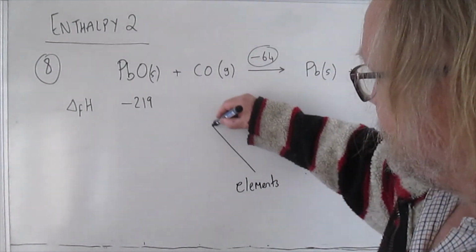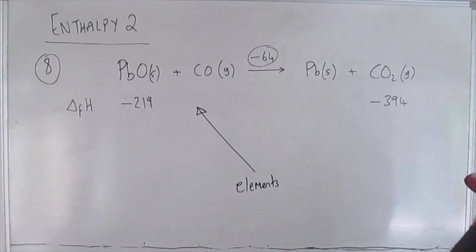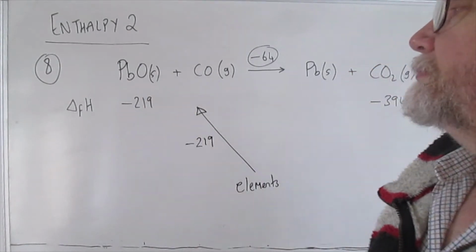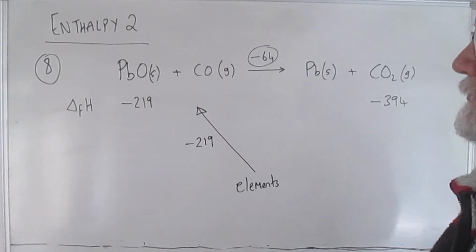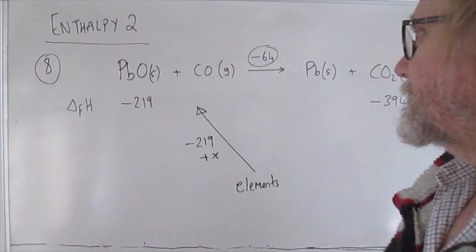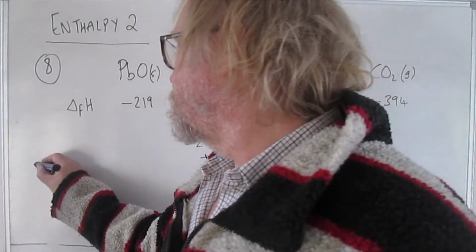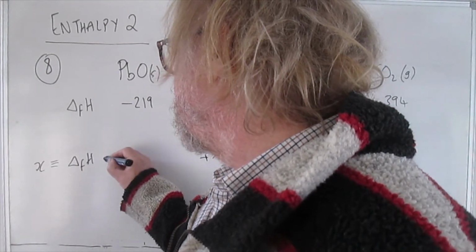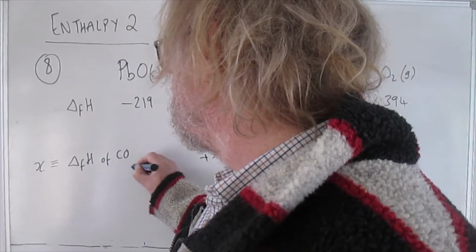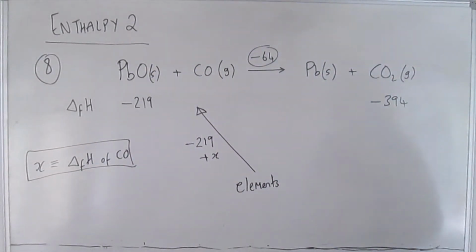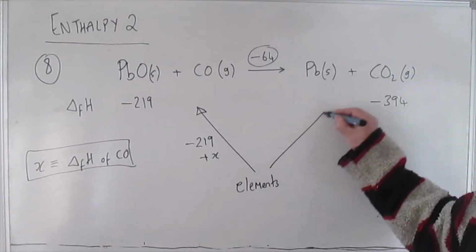So going up that way, if we form those compounds from the elements, it's minus 219 for the PbO, because there's just 1 mole of that. And then this is the one we don't know. So what we can say is that it's minus 219 plus X, where X we're defining to be the enthalpy change of formation of carbon monoxide. Okay, so we're just going to call it X, and then we're basically going to solve for it in a minute.